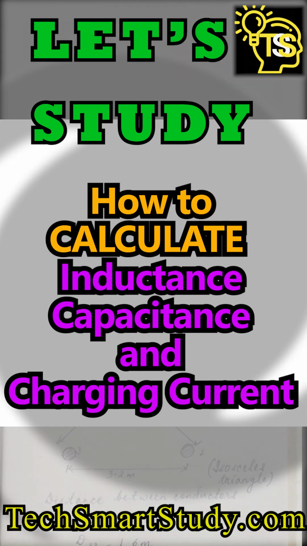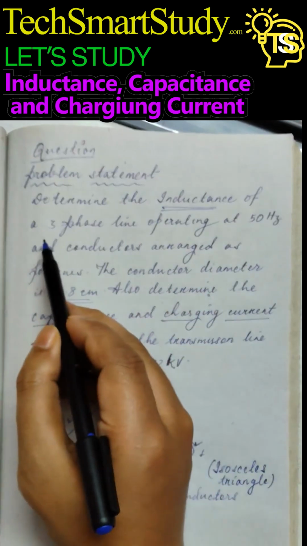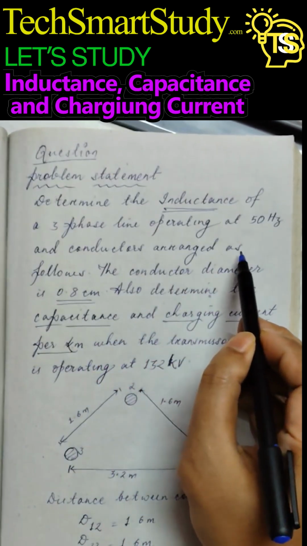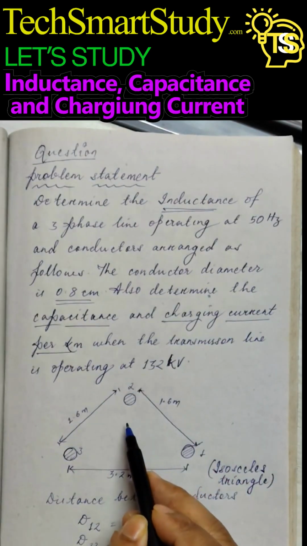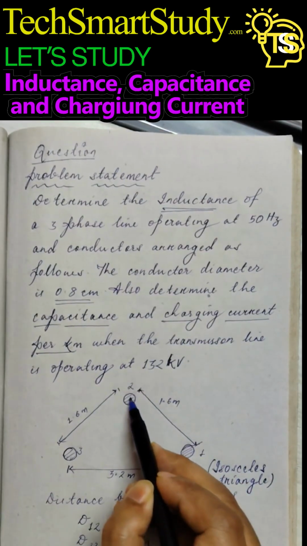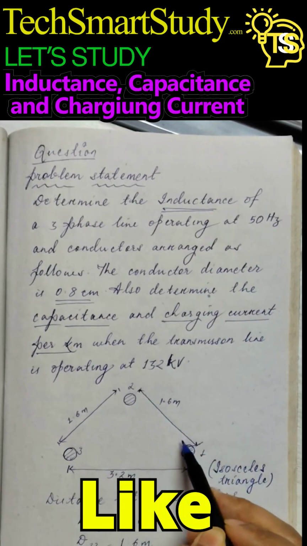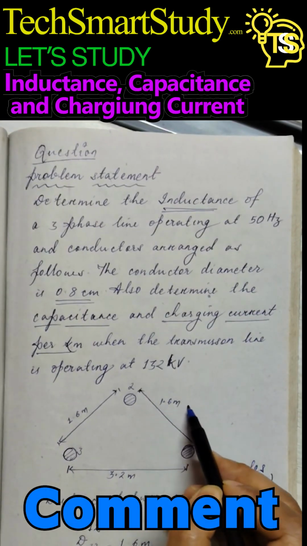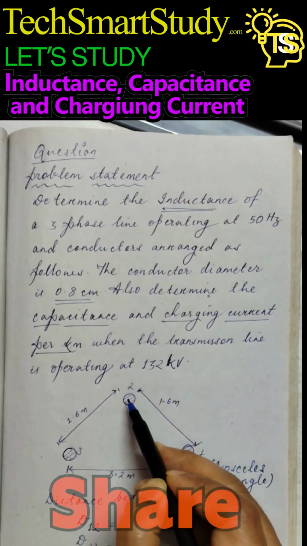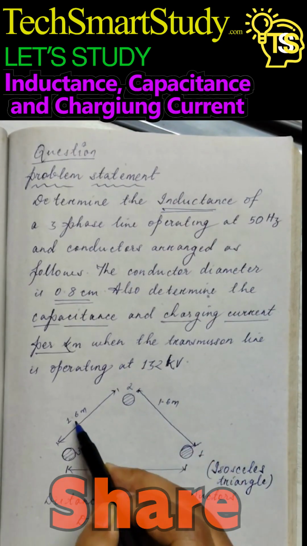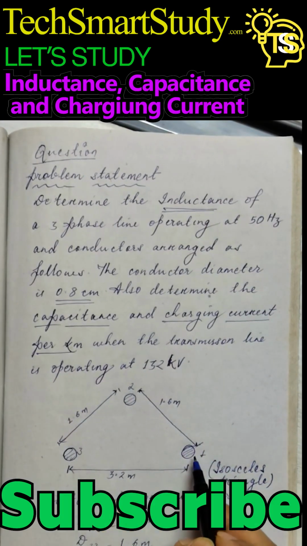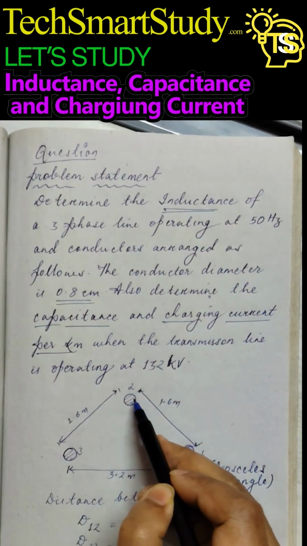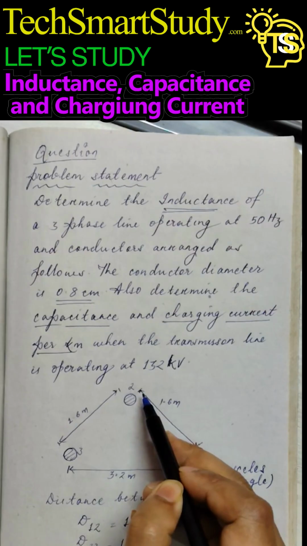So the problem statement is: determine the inductance of a three-phase line operating at 50 Hz and conductors arranged as follows. Here we have three conductors 1, 2 and 3 arranged in an isosceles triangle. Distance between conductor 1 and 2 is 1.6 meter and distance between conductor 2 and 3 is 1.6 meter. Distance between conductor 1 and 3 is 3.2 meter. Diameter of each conductor is 0.8 centimeter.